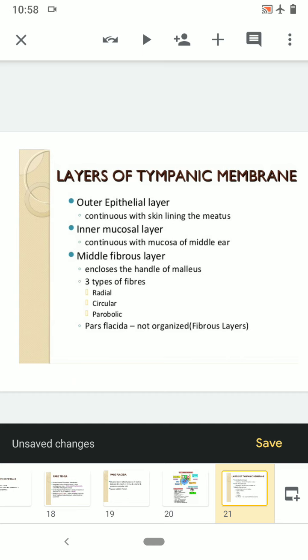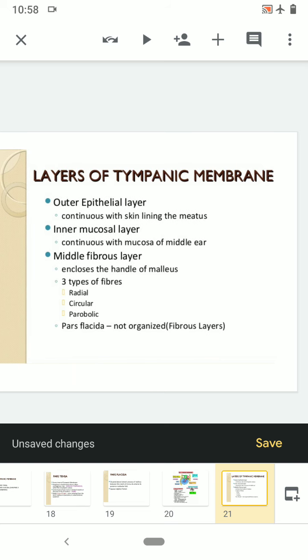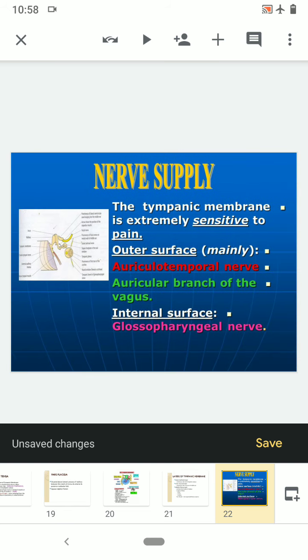Remember that these 3 layers of the tympanic membrane develop from the 3 germ layers. The outer layer is from the ectoderm, the middle layer is from the mesoderm, and the inner layer is from the endoderm. Okay, so now coming to the nerve supply of the tympanic membrane, it is extremely sensitive to pain. The outer surface is supplied by the auriculotemporal nerve and the auricular branch of vagus, and the inner surface is supplied by the glossopharyngeal nerve, and so it is actually the middle ear cavity, the full cavity, that is supplied by the glossopharyngeal nerve. These are all sensory supply, and it is extremely sensitive to pain.